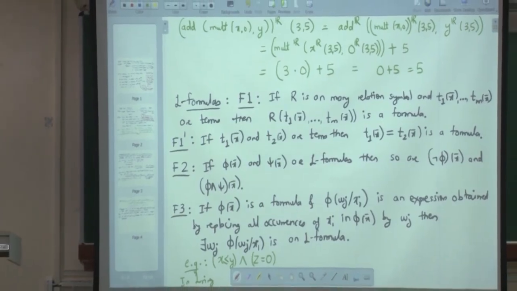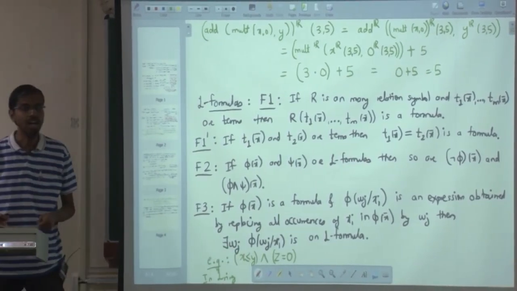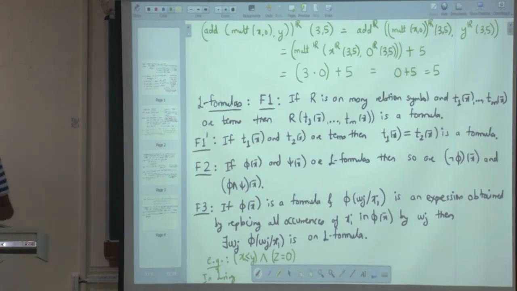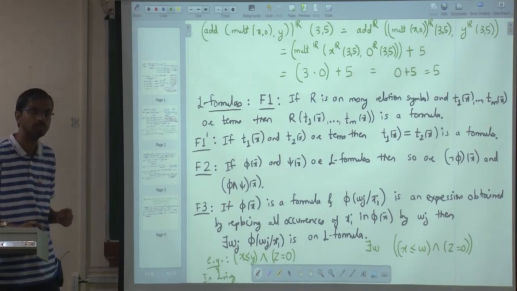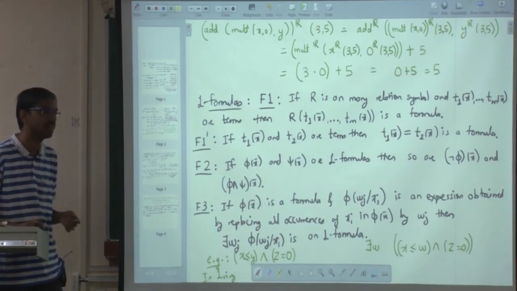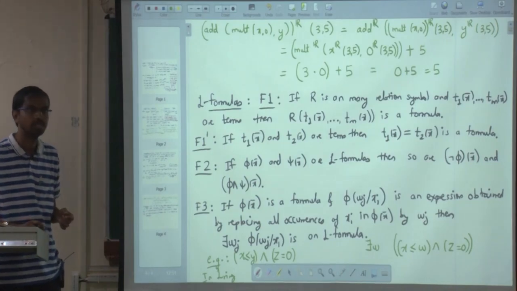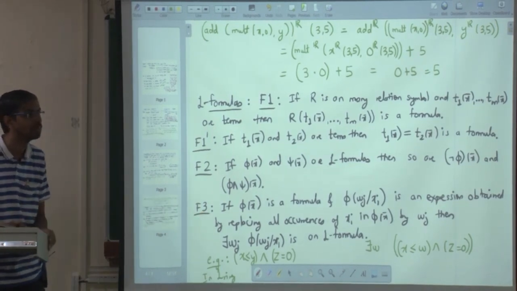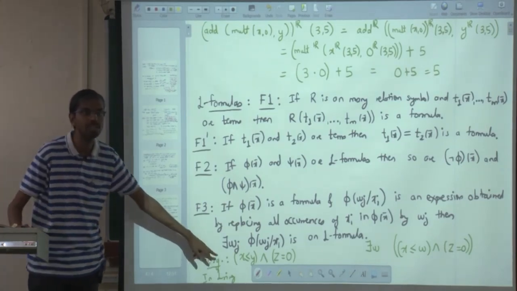And now I say that I want to make y a bound variable. So I replace y by w. So what is the expression that I obtain? Well, I will get x less equal w conjunction z equal to 0. Now this is just an expression. Right now this is not a formula. I have to put on top of it there exists a w. So there is a w such that x is less equal w and z is equal to 0. This is a formula, obtained by using clause F3. Do you understand what's happening here?